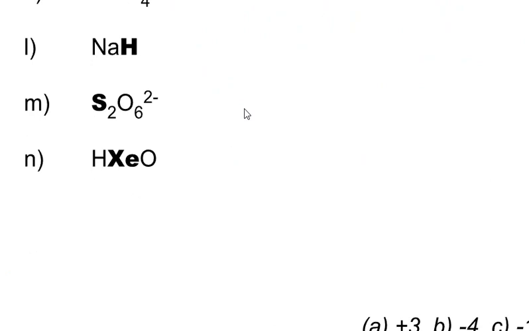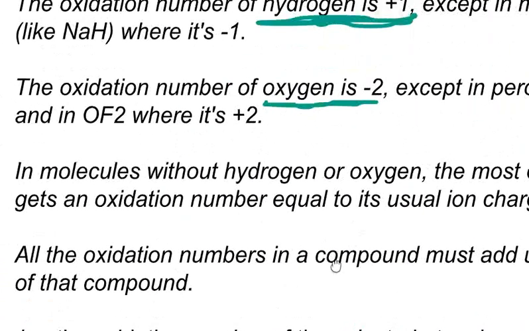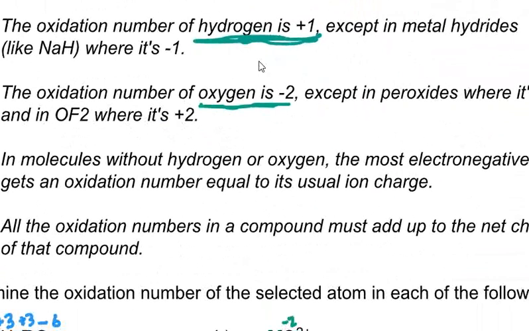L is a trap. Every question we've done so far, hydrogen has been +1, but this is another one of the exceptions. The oxidation number of hydrogen is +1, except in metal hydrides. Lithium hydride, sodium hydride, potassium hydride, rubidium hydride, those group 1 elements are basically where this happens. In those cases, the hydrogen goes negative.